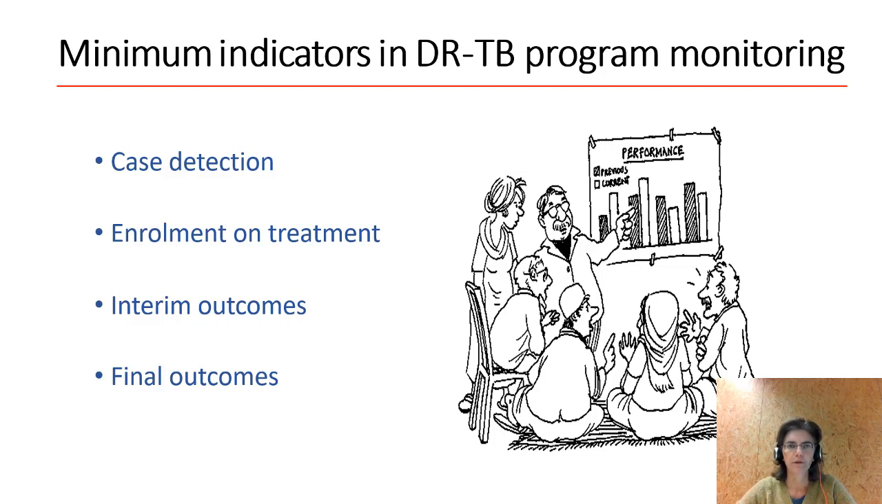We are now going to see the minimum indicators in DRTB program monitoring. There are 4 sets of indicators that are important for DRTB program monitoring: case detection, enrollment on treatment, interim outcomes, and final outcomes. Let's look first at case detection and enrollment on treatment.